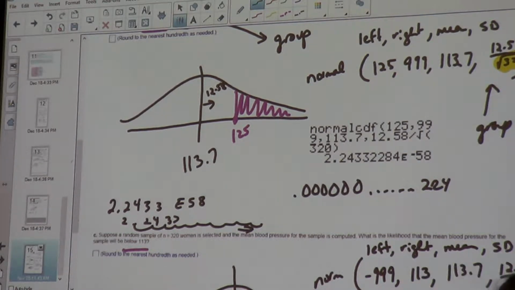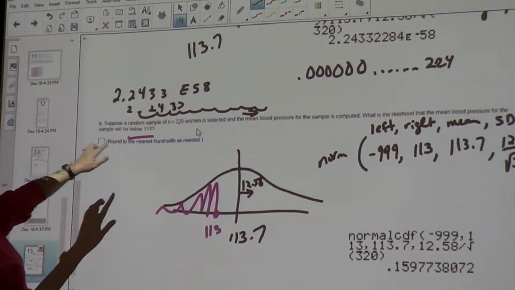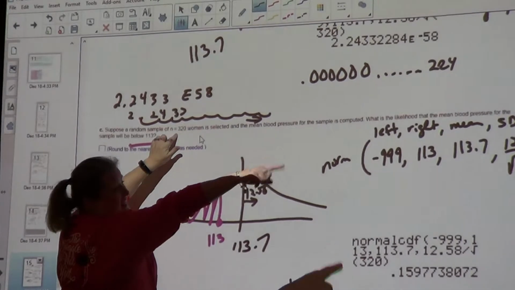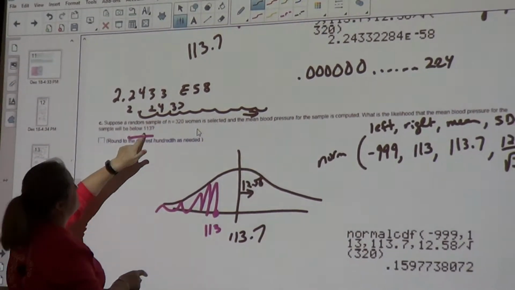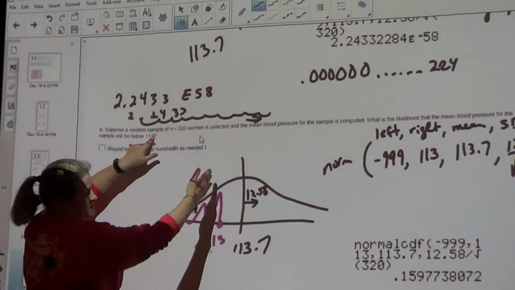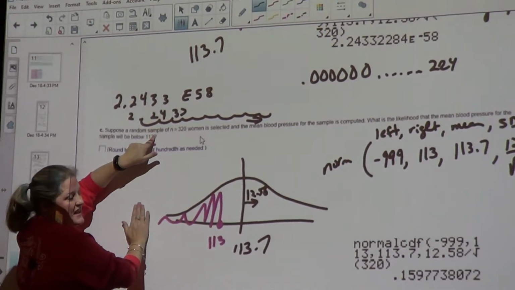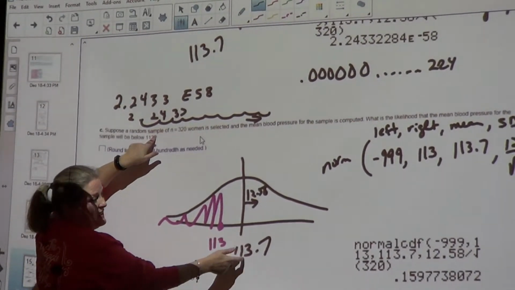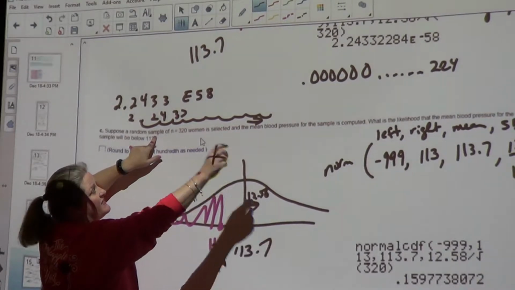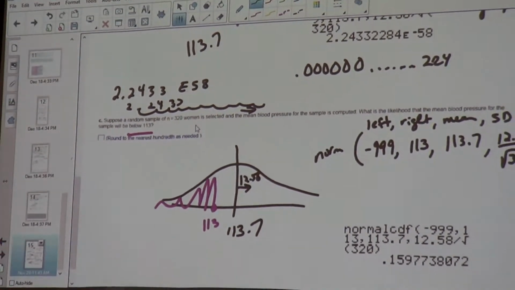Now this one says we have a sample, which means the last one is going to be divided because it's a group. What's the likelihood that the blood pressure is below 113? So my left is going to be negative 999. My right is going to be 113. My standard deviation is going to be the old standard deviation divided by the square root of 320. Y'all with me?